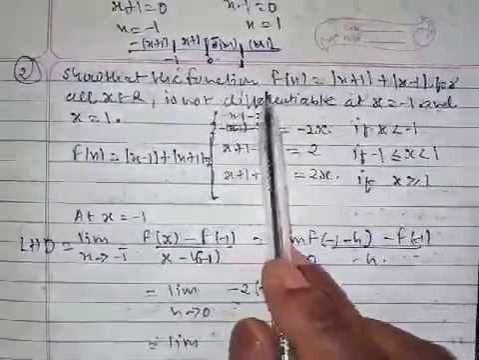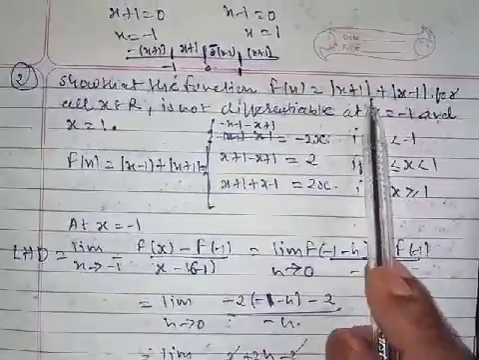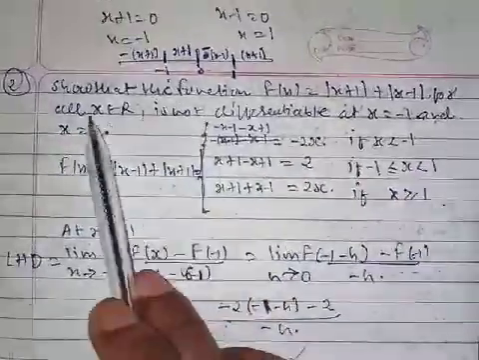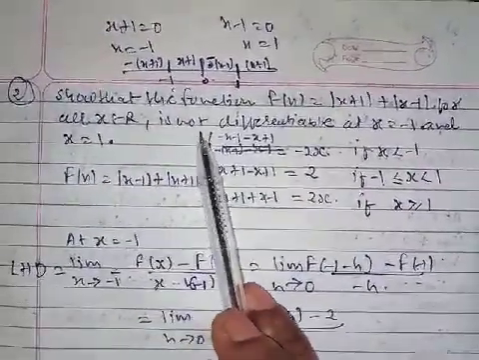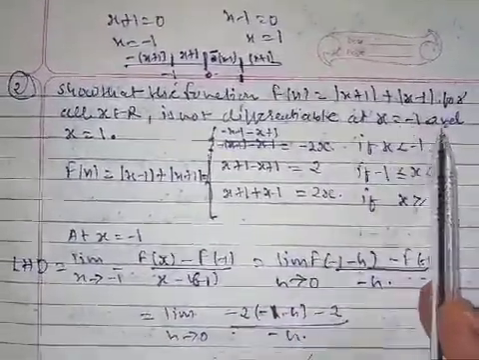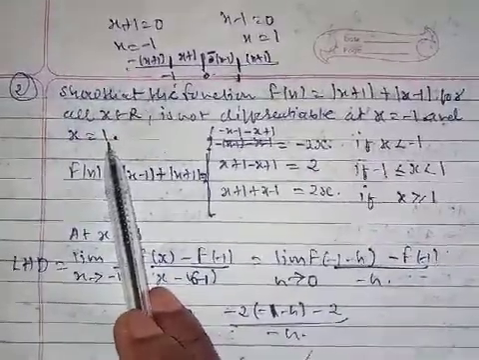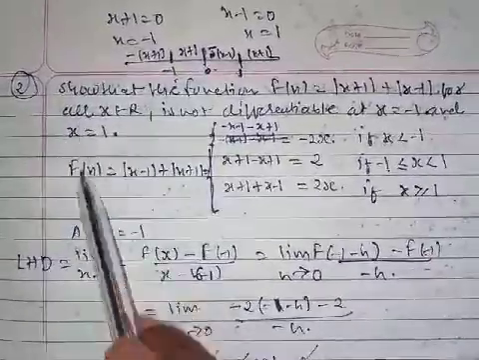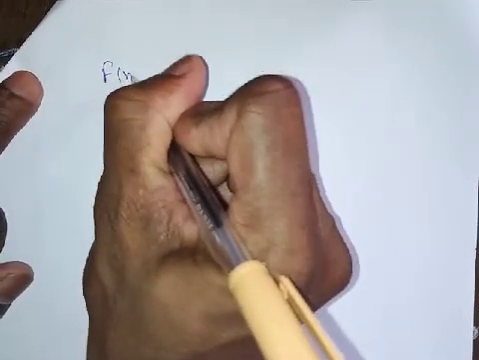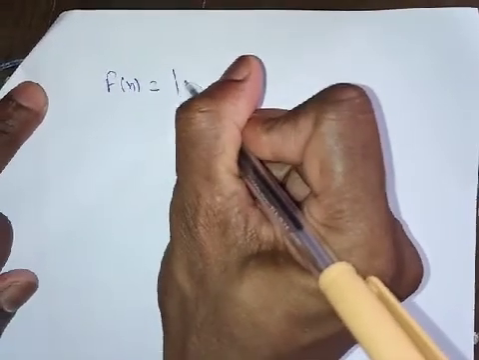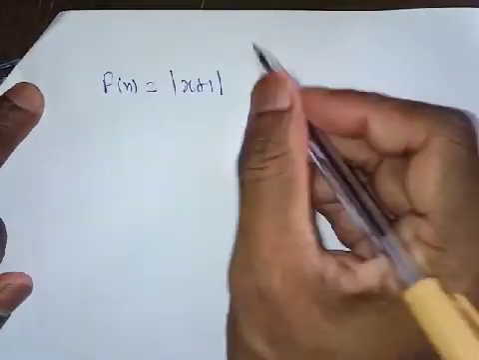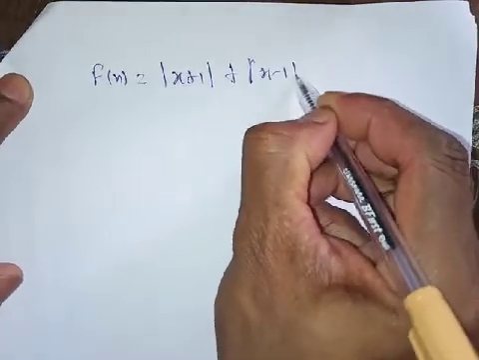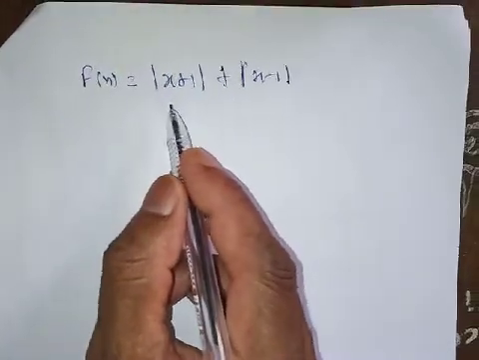Now we have to show that the function f of x is equal to mod x plus 1 plus mod x minus 1 for all x belongs to R is not differentiable at x is equal to minus 1 and x is equal to 1. Okay, so we have to check at x is equal to minus 1 and x is equal to 1. The function is given as f of x is equal to mod x plus 1 plus mod x minus 1. You have to check it here.